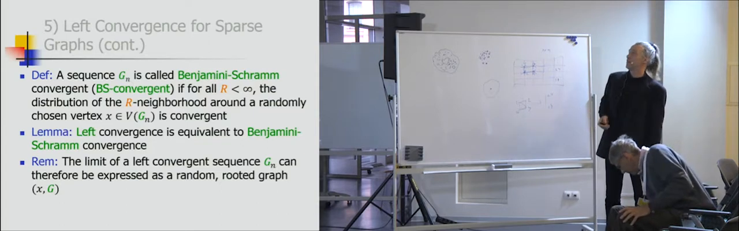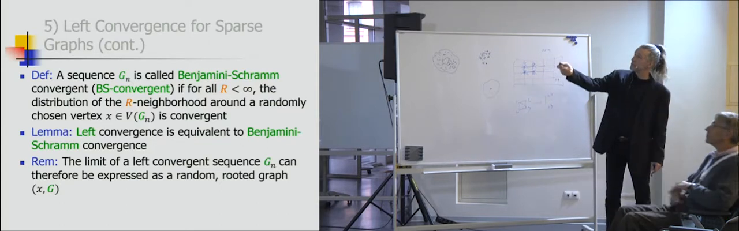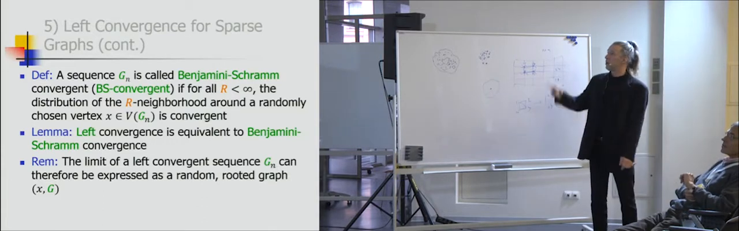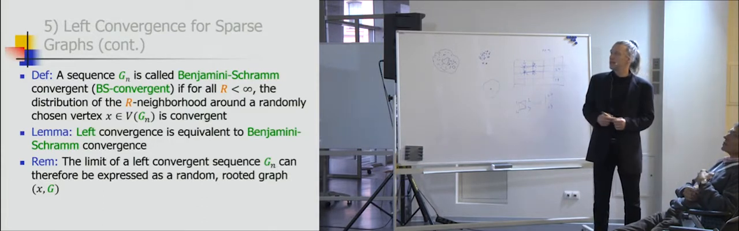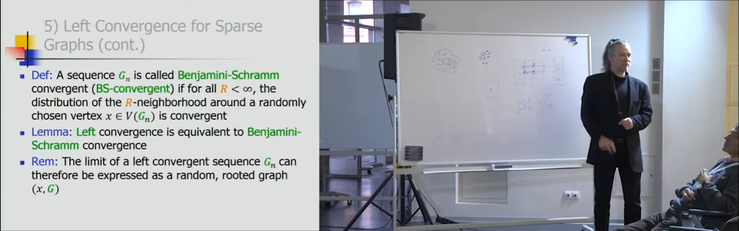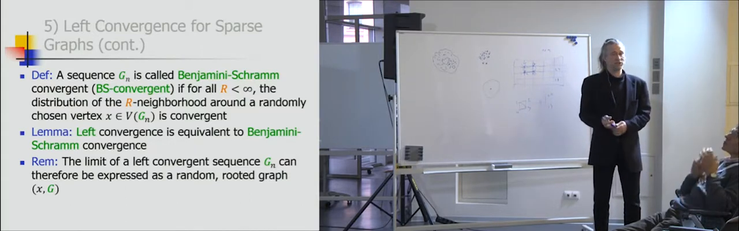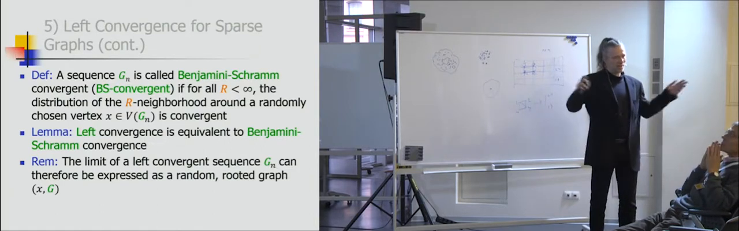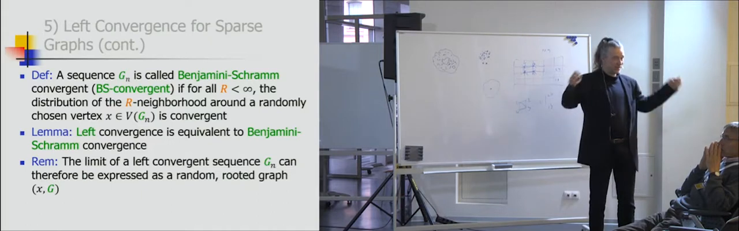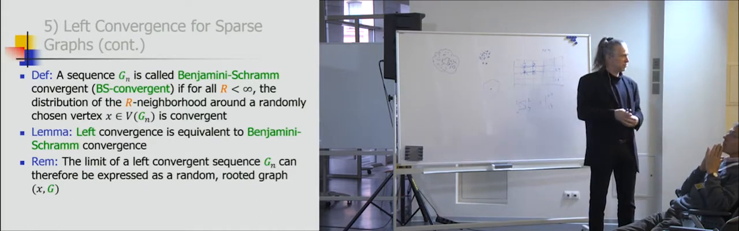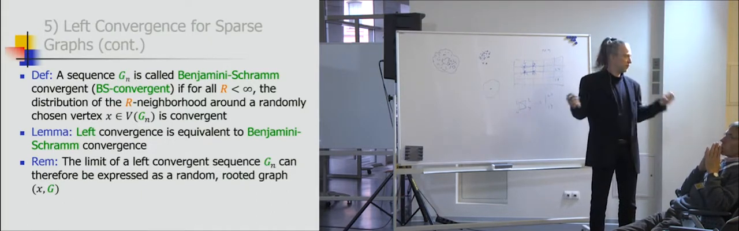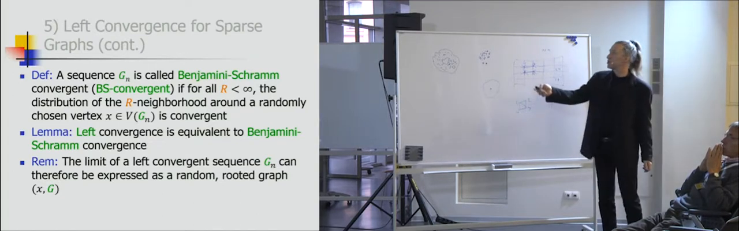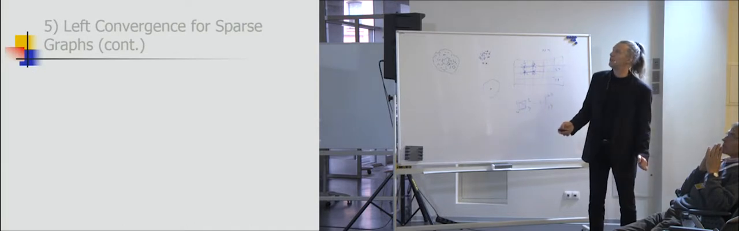So since we have this notion, we actually have a notion of the limit. The limit of this Benjamini-Schramm sequence is just a random rooted graph, because we say this probability distribution has a limit for every r. They are obviously consistent: if I look at r plus 1 and I integrate out the outer part, I get back the distribution. So you have a notion of an infinite rooted random graph. And the limit of this left converging sequence is an infinite rooted random graph.